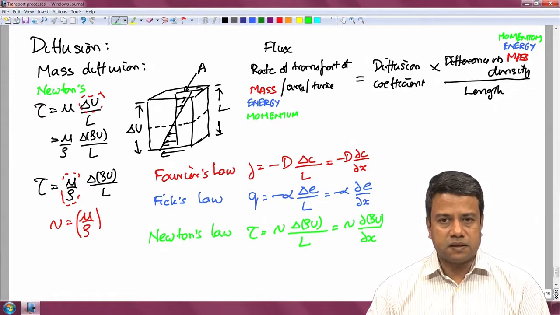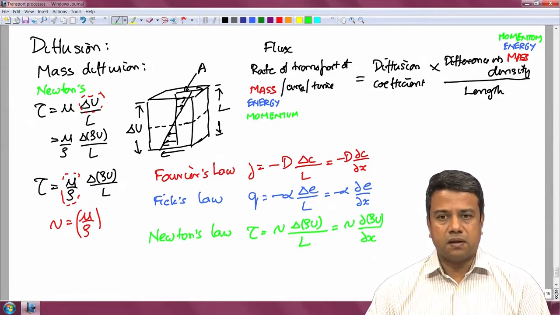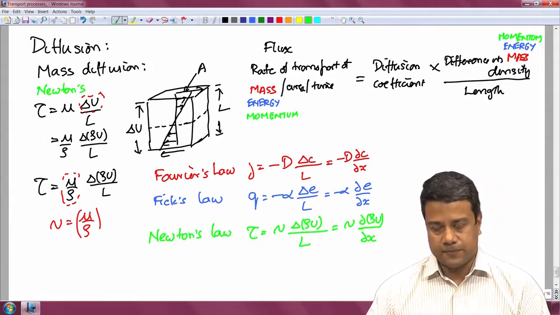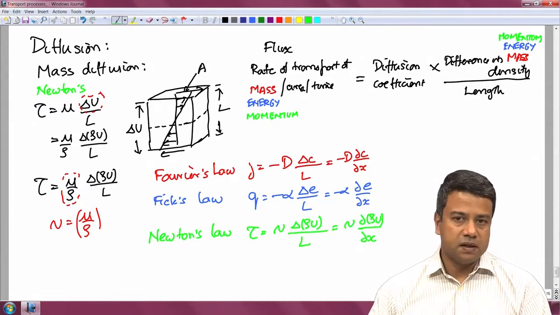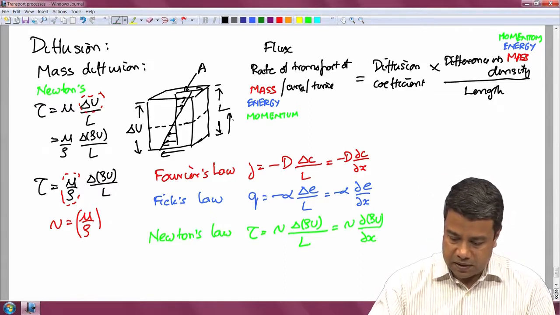These differential relations are obtained in the limit as L goes to 0. In the limit as L goes to 0, delta C by L will be dC by dx. And it is important to note that you have to take the derivative perpendicular to the surface across which transport is taking place. In this particular case, the x coordinate will be in this direction.